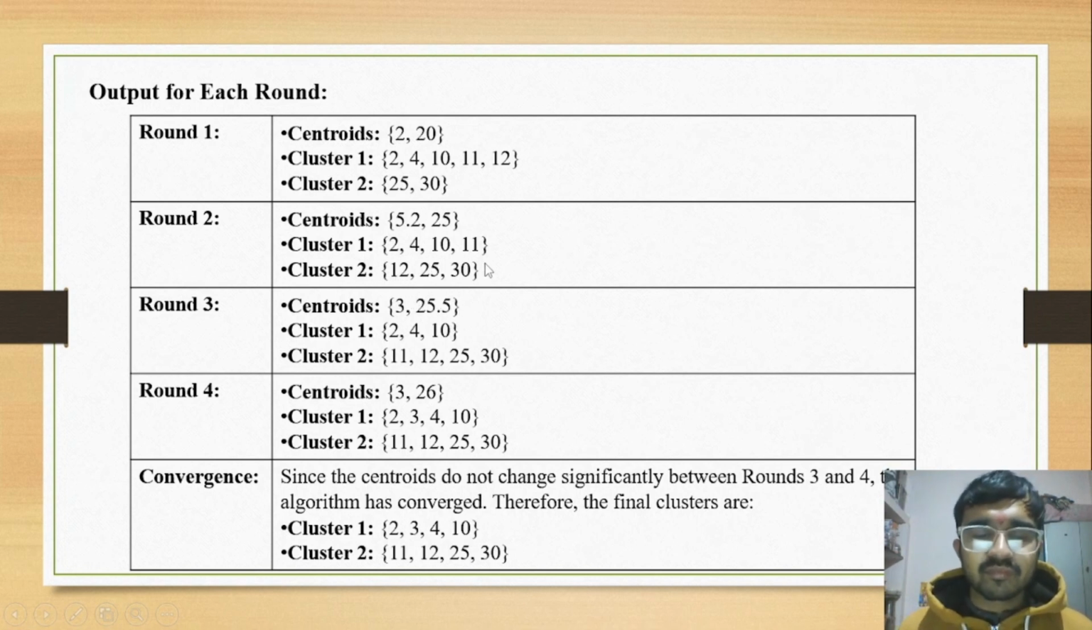Again we reassign the values 2, 4, 10 to the first cluster and 11, 12, 25 and 30 to the other cluster. In this way we have divided our data points into two clusters. Now again we update the values of our centroids by calculating the mean of these data points and these data points. When we calculate, again we got 3 and 26. Then we reassign the values to these clusters, and here we see that centroids do not change significantly between round 3 and 4, hence the algorithm has converged.